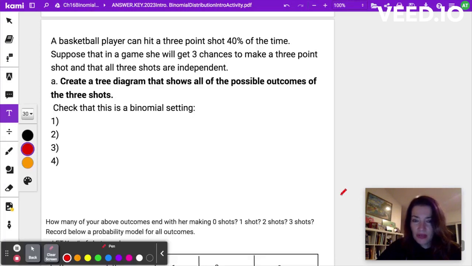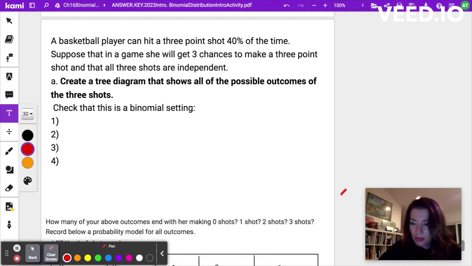A basketball player can hit a three-point shot 40% of the time. Suppose that in a game she will get 3 chances to make a three-point shot and that all 3 shots are independent. Create a tree diagram that shows all the possible outcomes of the 3 shots. So first we're going to check if this is a binomial setting. There are 4 things you should check for a binomial setting.